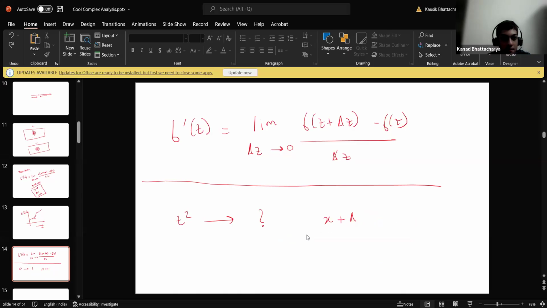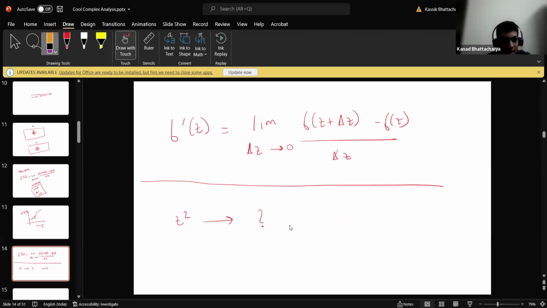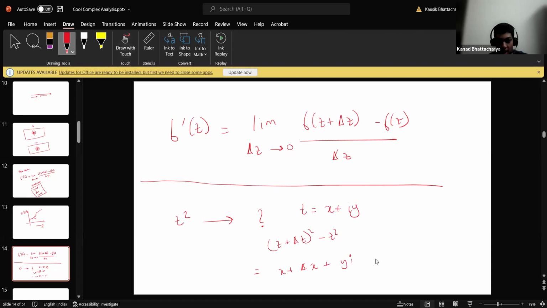Let me just erase this. The reason it's not so easy is that this complex number is of this form, right? So when we say z plus delta z whole squared minus z squared, what we really mean is x plus some delta x plus yi plus some delta y i, squared, minus x plus yi squared, divided by delta x plus delta y i.